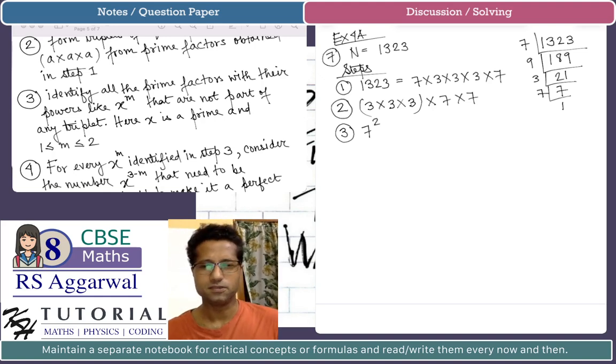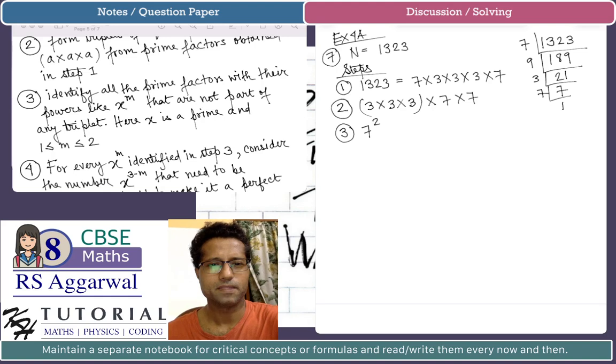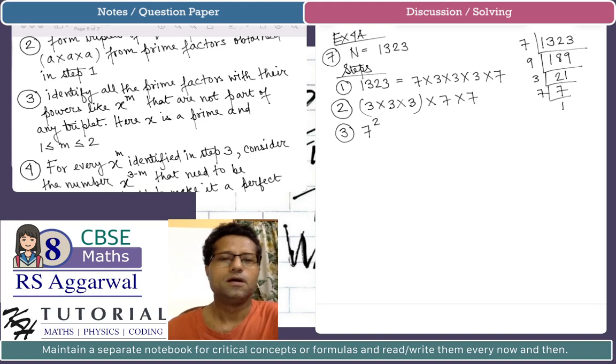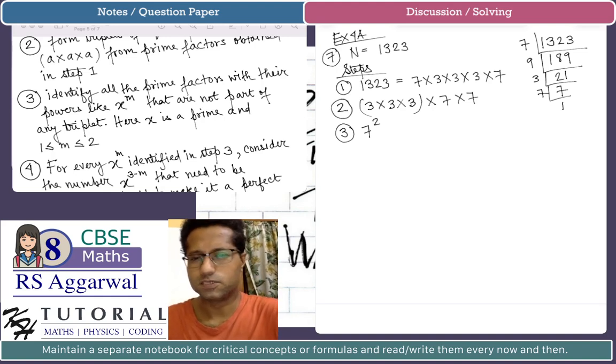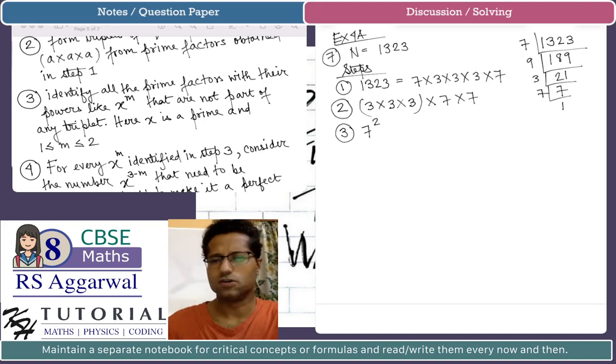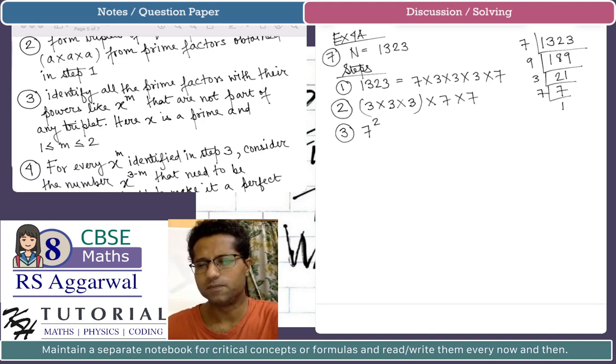This 7 squared is nothing but x to the power m in the notes. So in the notes, step 3 says identify all the prime factors with their powers like x to the power m that are not part of any triplet. So from step 2, you identify all the prime factors which are not part of any triplet. There may be different prime factors, and some of them may occur more than once. You combine all those.